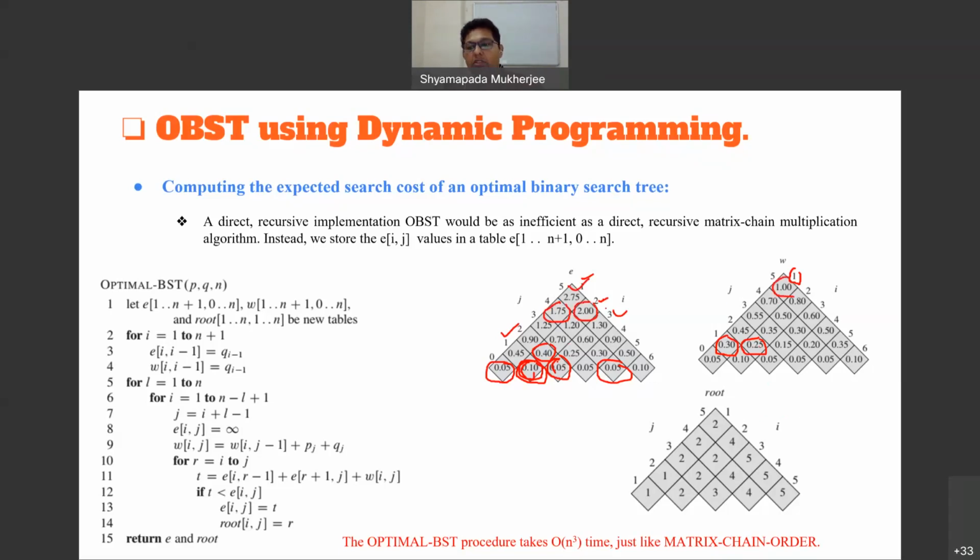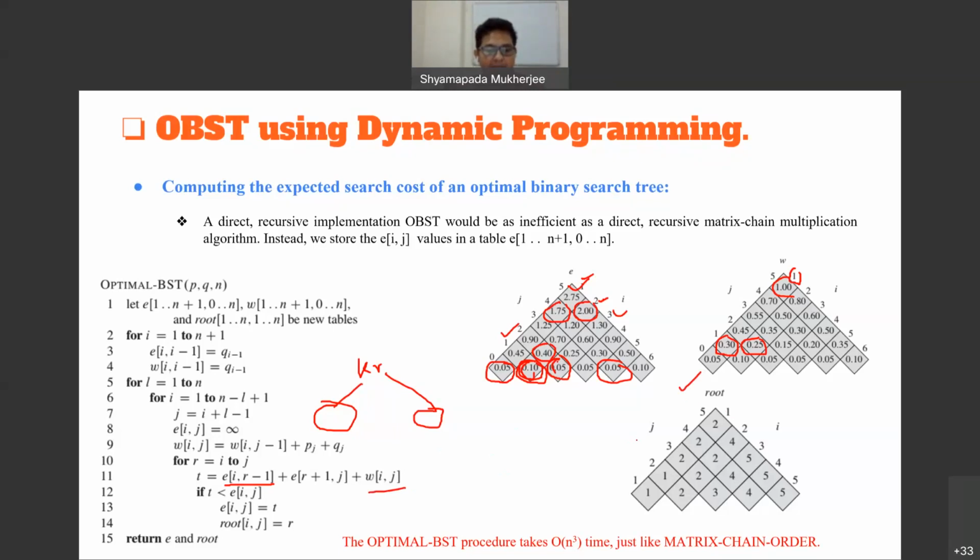Okay, so here what we are doing, we have the kr value. We are considering this left one and this right one plus the probability of this ij. In this way, we can find out the expected search cost for a tree. And this part will give you the root value, the root of the optimal binary search tree.